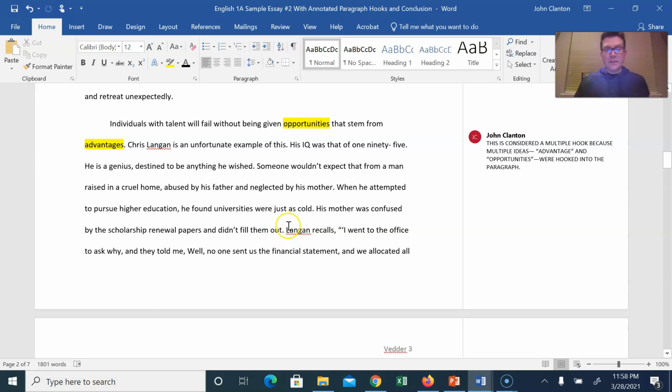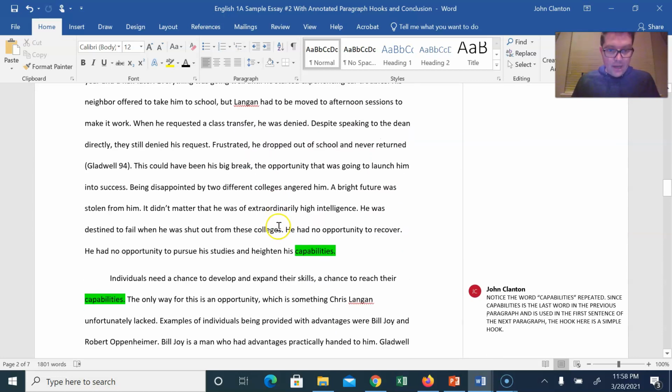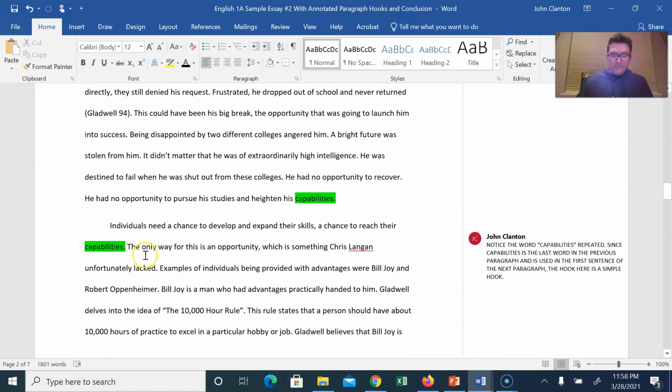You can have all the talent in the world. And this next paragraph here, it's closely related, but it goes into more depth. It explains what these opportunities are going to do, and basically what it's going to do is allow a person to develop their skills.